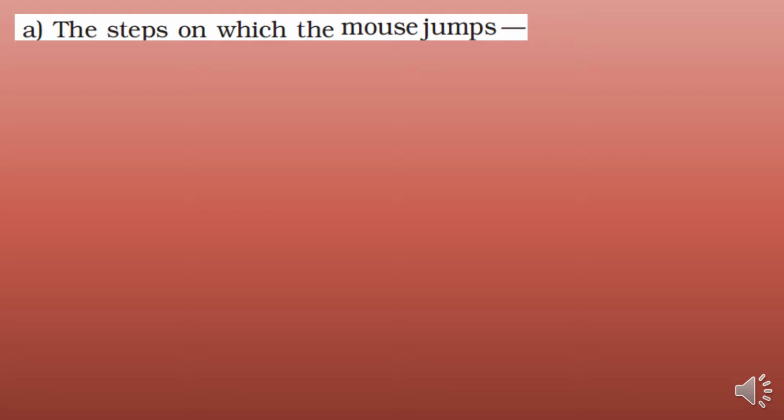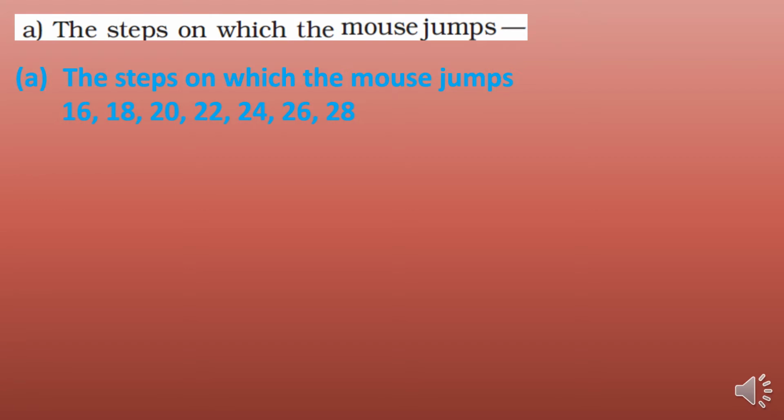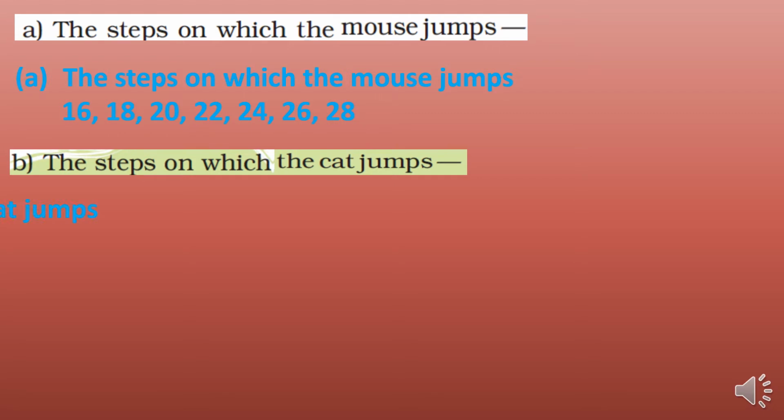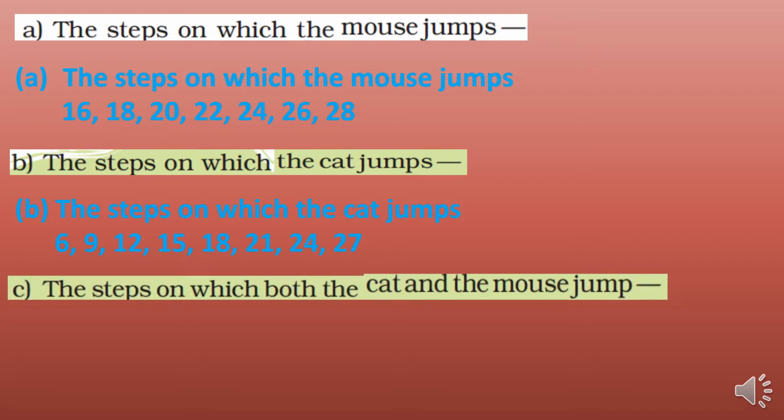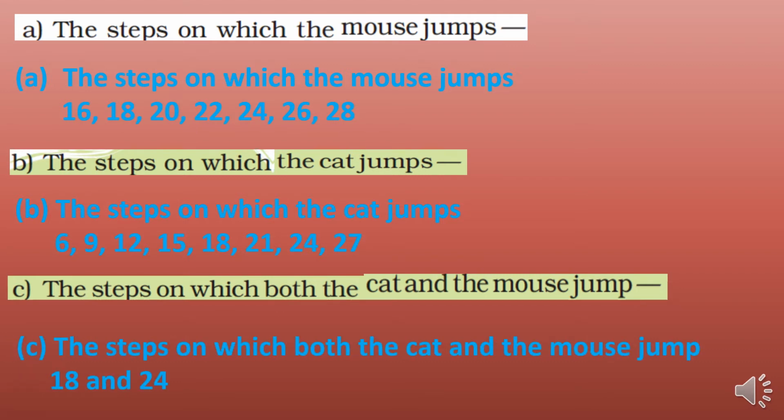The steps on which the mouse jumps are 16, 18, 20, 22, 24, 26 and 28. The steps on which the cat jumps are 6, 9, 12, 15, 18, 21, 24 and 27. So the steps on which both the cat and the mouse jump are 18 and 24.